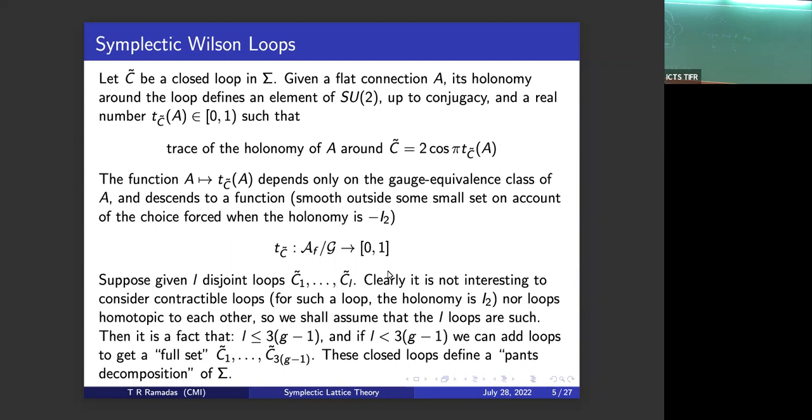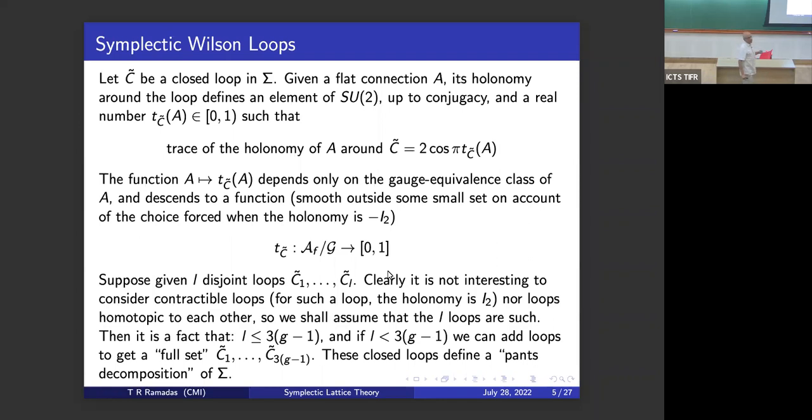And clearly, it's not interesting to consider a contractible loop, because then the holonomy will be identity and the trace will be just constant. So we assume that each loop is non-contractible. And if two loops are homotopic to each other, they give the same function. So we assume that the loops are in mutually different homotopy classes.